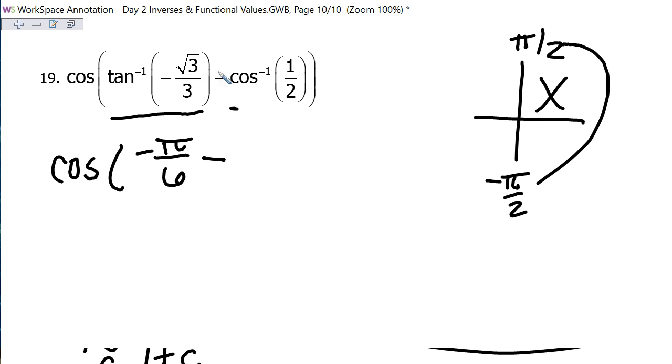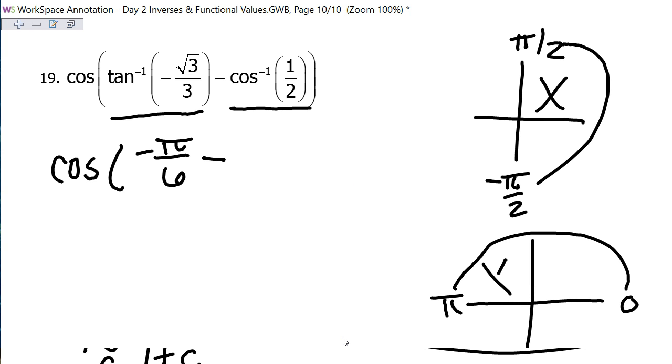Now I need to take care of arc cosine of 1/2. And cosine is functional from what to what? 0 to pi. Which quadrant can I mark out? Quadrant 2. And what is the angle? What angle has the cosine of 1/2? Pi over 3. Now, still working inside the parentheses, I need to subtract these fractions.